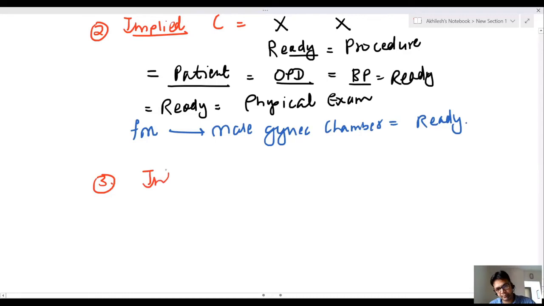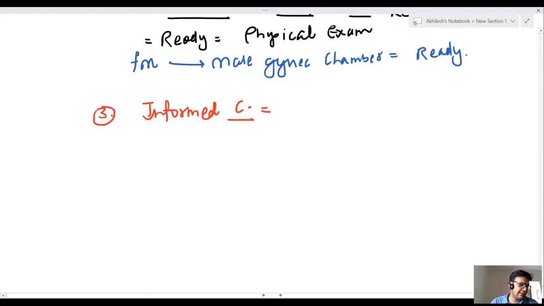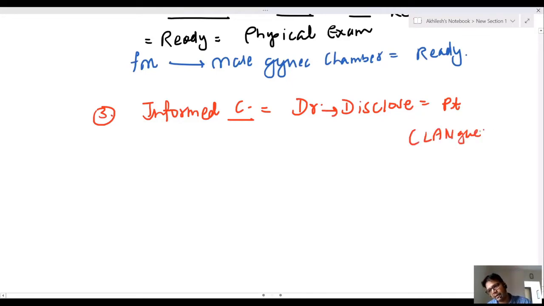Number three, informed consent, my dear friend. If the doctor discloses everything to the patient in the patient's language, this is informed consent. So most of the time, the doctor goes for informed consent. This is the best consent, my dear friend.